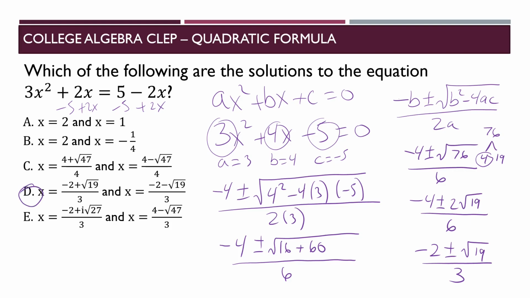And with the quadratic formula, the plus or minus basically means there's two values. There's negative 2 plus the square root of 19 over 3, and negative 2 minus the square root of 19 over 3. So there's two answers.